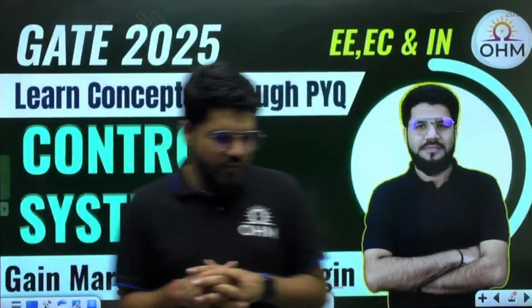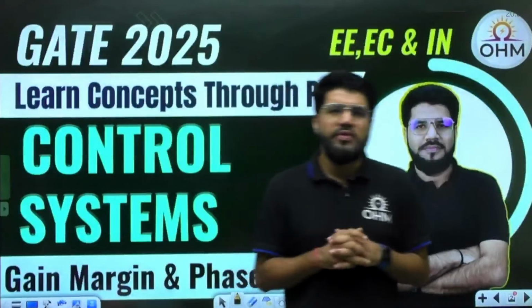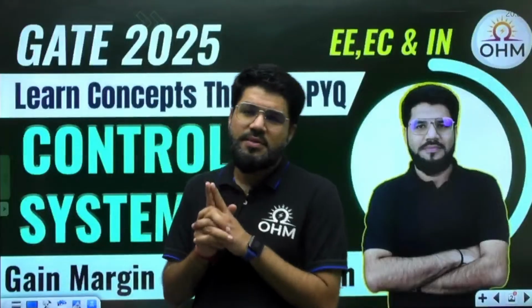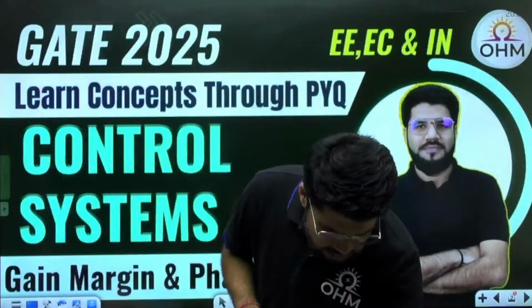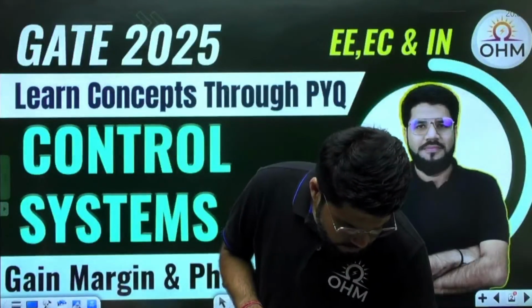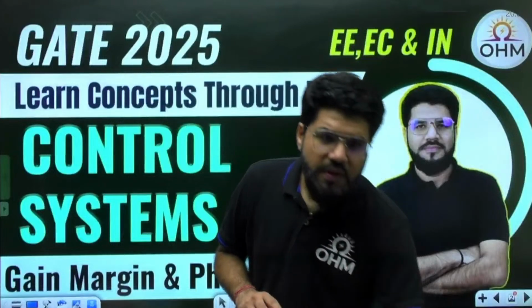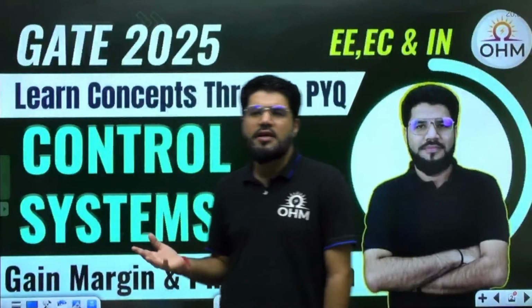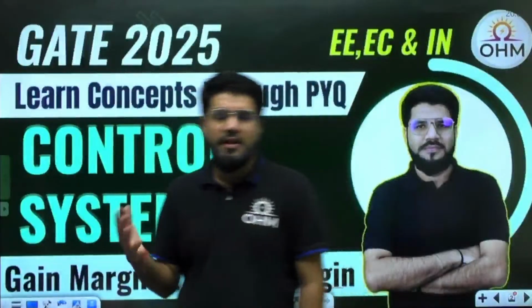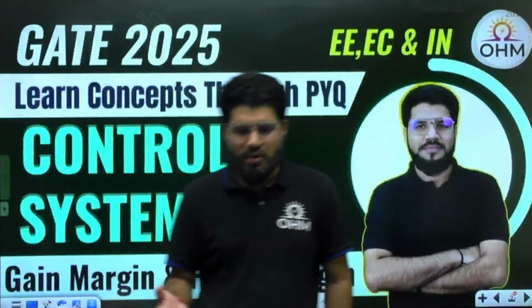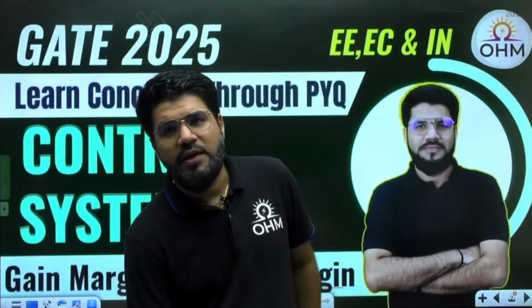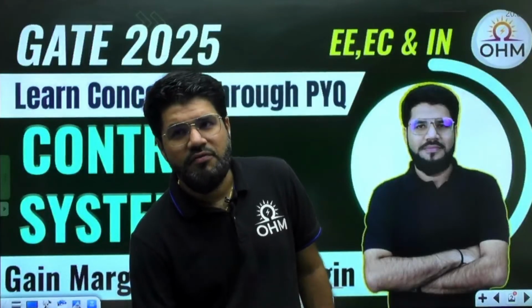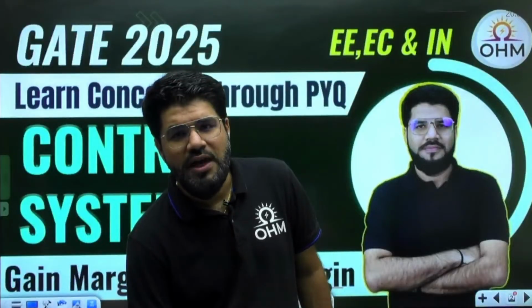So as you know, we are having the series on concepts through previous year questions. Control system is the subject we are having. We have had several sessions like time response, steady state error, Routh-Hurwitz, root locus, Nyquist plot, Bode plots, etc. And now, having discussed Bode plots and Nyquist plot both, today we are going to discuss the gain margin and the phase margin and the different variety of questions around the gain margin and the phase margin.